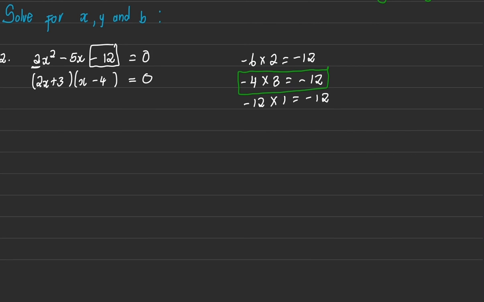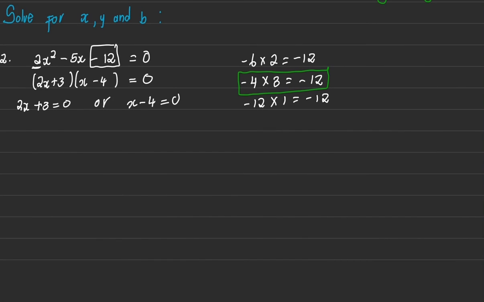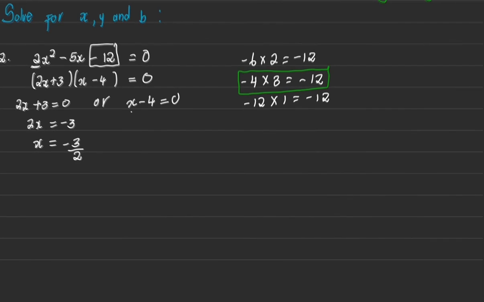So now we go to our fourth step, which is solving for x. You will equate your 2x plus 3 to 0, or x minus 4 is equal to 0. And then we solve for x. So for this one you are going to have 2x, which is equal to -3, and you divide by 2 on both sides to get x. So you have x, which is equal to -3 over 2. And then for x minus 4, basically you will have x, which is equal to 4.